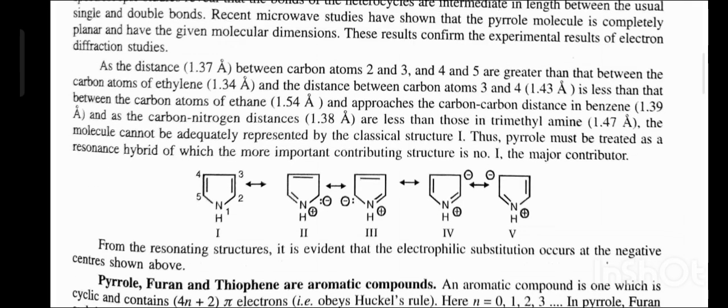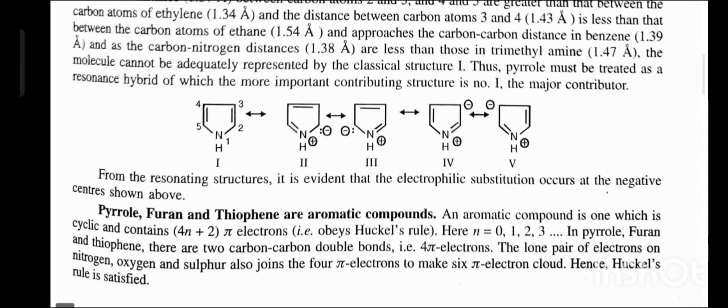Thus, pyrrole must be treated as a resonance hybrid, of which the more important contributing structure is number 1, the major contributor. From the resonating structures, it is evident that electrophilic substitution occurs at the negative center shown above.